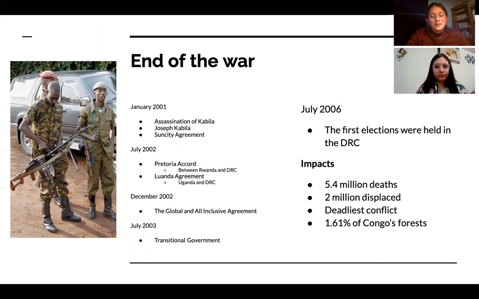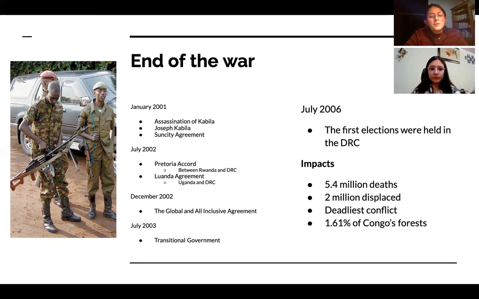It has among its objectives the withdrawal of 20,000 Rwandan soldiers from the Congo and the dismantling of the Hutu militants. Also, later on, they had the Luanda Agreement, which formalized the peace between Congo and Uganda. And in December 2002, the Congolese parties signed the Global and All-Inclusive Agreement, whose prime accomplishment was the transitional governance.